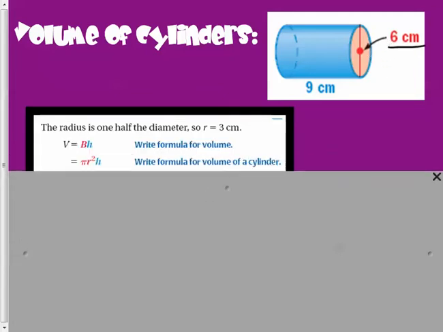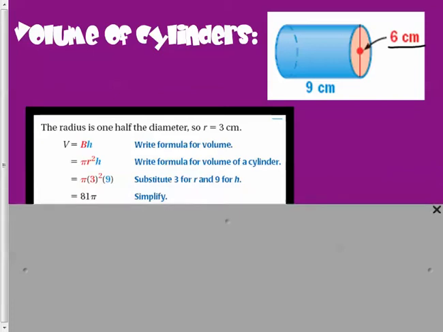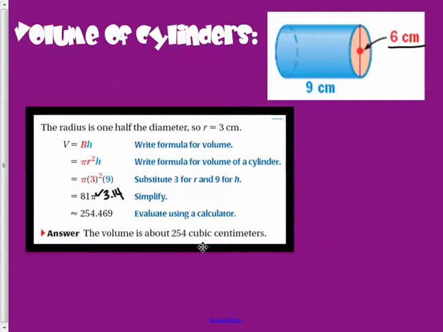And let's plug it in. The big base is pi r squared times our height. So pi times 3 squared, which is 9, or 81 pi, which if we change this pi to 3.14, we get 254.469 using our calculator. So the volume's about 254 cubic centimeters. Let's round it to the nearest hundredth, though, and say it's 254.47, and these are centimeters cubed.